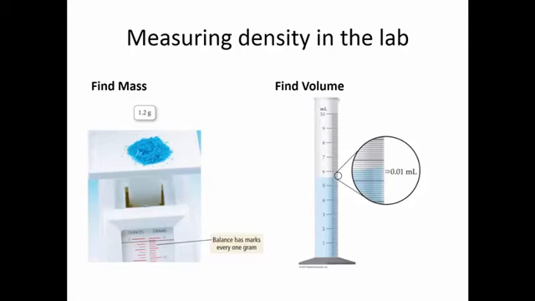And then typically what you would do is you would add your substance to the graduated cylinder. This volume would go up, and then you would measure it again. And the difference between those would be the volume of the substance. We will go over this procedure a little bit more when we get to lab, but just a brief overview of what to expect there.